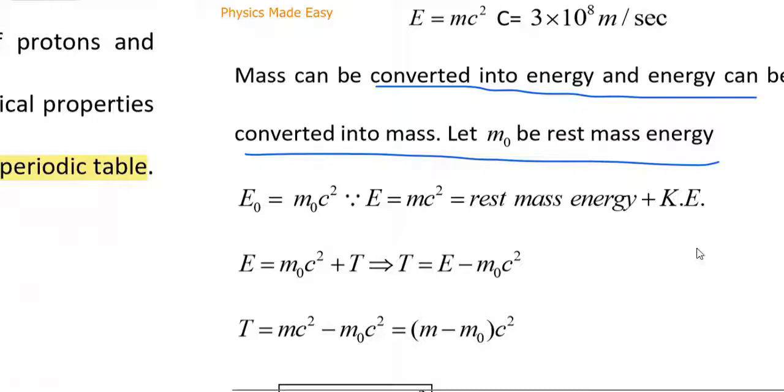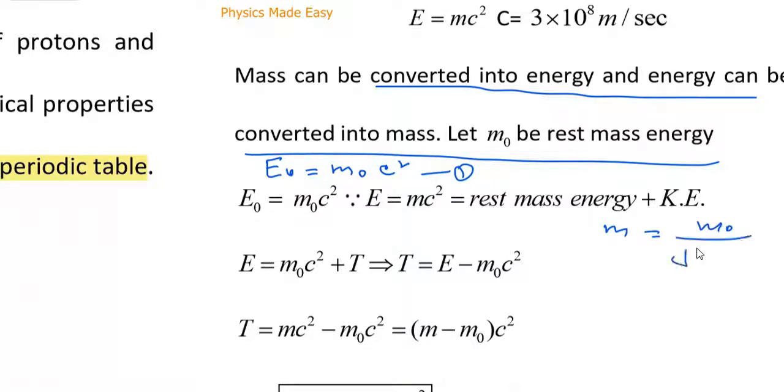Now, we have got the concept of rest mass energy, E naught is equal to m naught c square. m naught is the mass of an object when it is at rest. Now suppose the object acquires velocity v, its mass becomes m naught divided by the square root of 1 minus v square by c square. Now its new energy E will be mc square according to equation number 2.